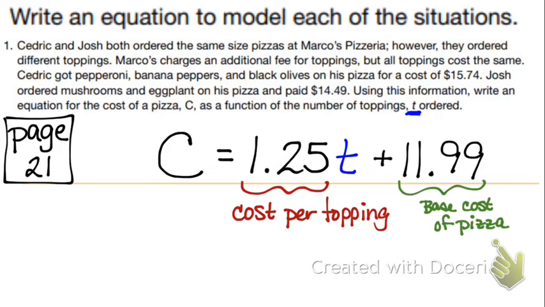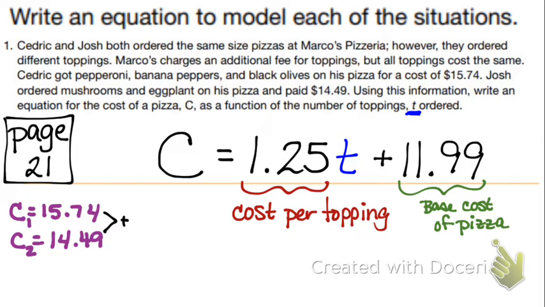We knew the ending cost for both the pizzas. One was $15.74 and the other one was $14.49. And then between $15.74 and $14.49, it's a $1.25 difference. So we subbed that in for M. I had two other equations, but we subbed that in for M.